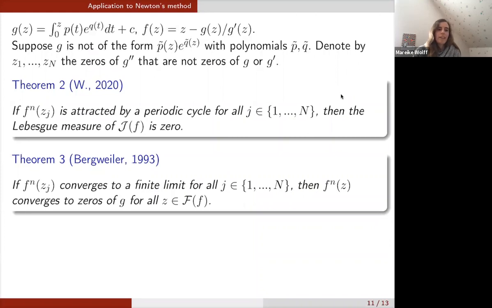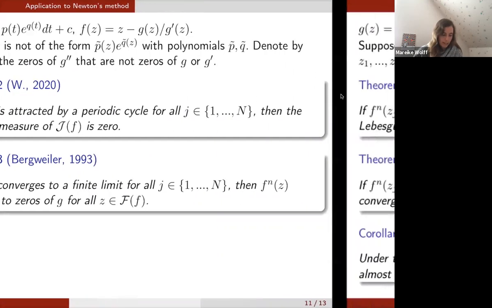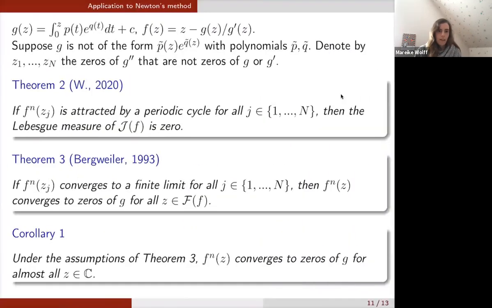So under the assumptions of theorem 3, also those of theorem 2 are satisfied. And combining these theorems, we get that f^n of z converges to zeros of g almost everywhere in the complex plane.